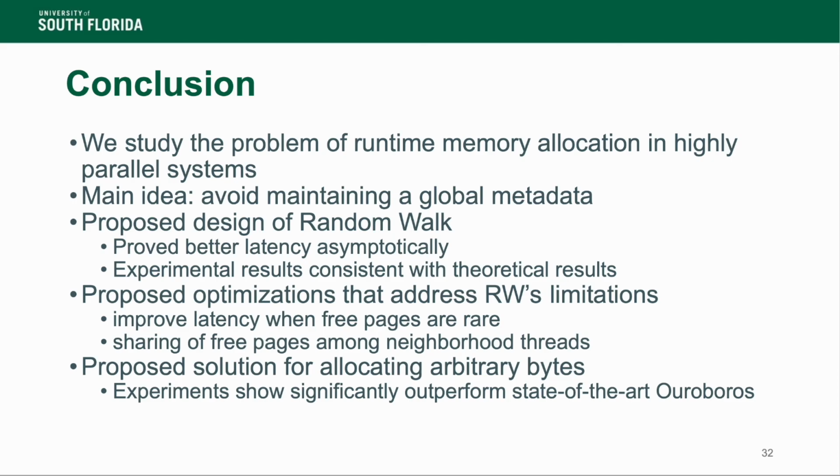To address random walk limitations, we propose two advanced techniques. The first is based on the storage of page information in a bitmap, which is shown to improve the latency of RW by a factor of 32 or 64. The second involves the sharing of free pages among neighboring threads. We also present our solution to the problem of allocating arbitrary bytes. Our experimental results are consistent with the mathematical analysis, and show that our solution significantly outperformed the best known GPU memory allocator, Ouroboros.